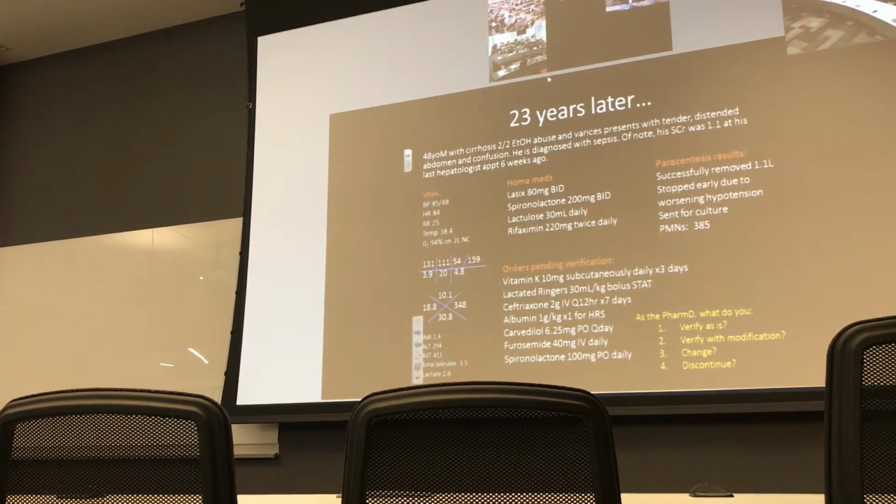So he's not on, what's it called? He's not on lactulose in the hospital, should he be? Yes. Lactulose and rifaximin? I think so. Should he? PMNs is 385, so he has an infection. They gave him one dose, maybe they'll redose him.